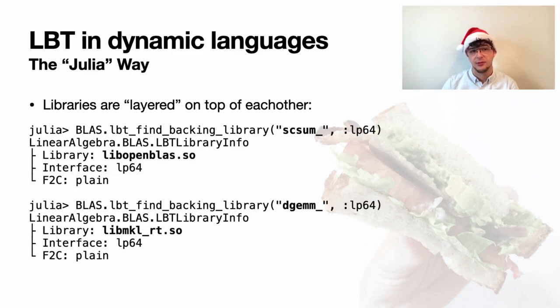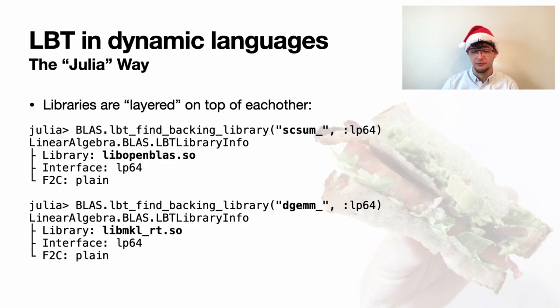And when we ask libblastrampoline to tell us which library is providing this particular symbol for this particular interface, we see that scsum is provided by libopenblas, whereas dgemm is provided by libmkl. This is because even though libmkl is on top of libopenblas in the stack, MKL doesn't provide scsum at all, and so we fall through to the next library.